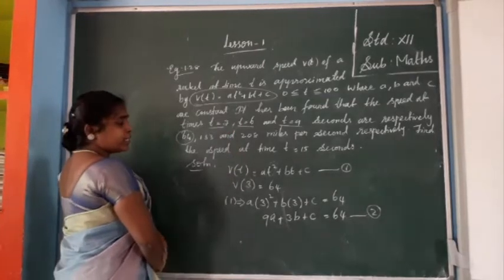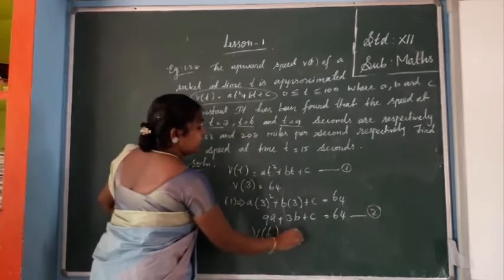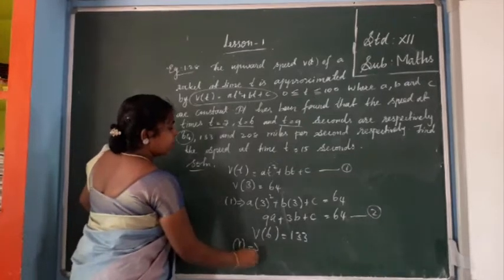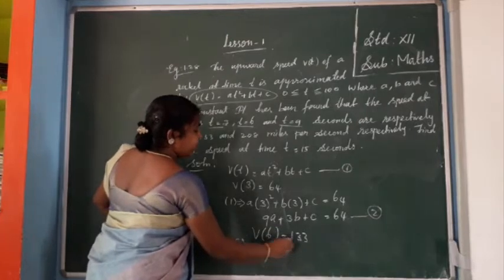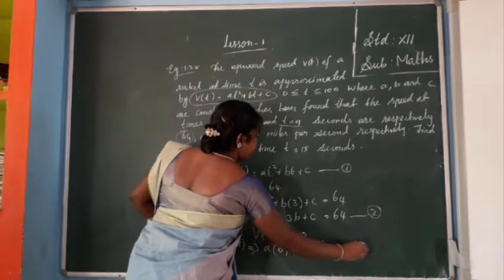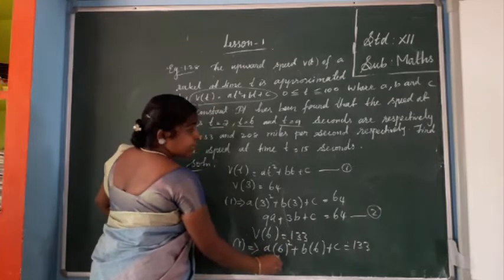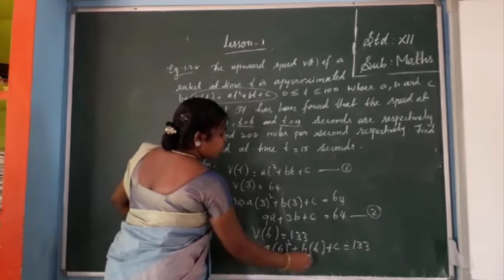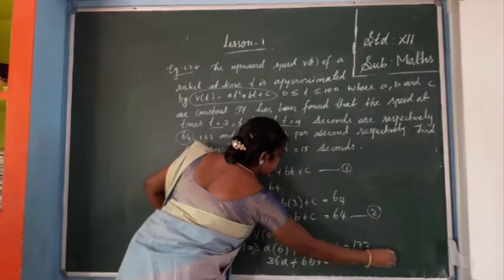When t equals 6, you can try that. b of 6 equals the next value. What's the value? 133. Then again use the first equation: a into t square. What's the value of t? 6. So a times 6 square plus b into t, t is 6, plus c equals 133. Expand: 6 square means 36. 6 6s are... should not write 12, 6 into 6. So 36a plus b into 6, 6b plus c equals 133. This is equation 3.